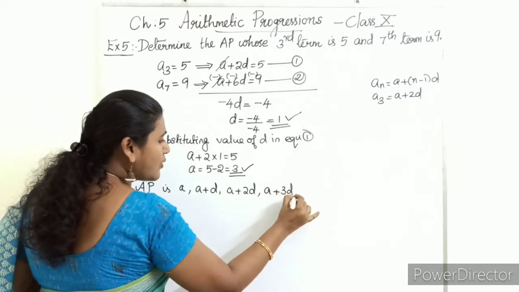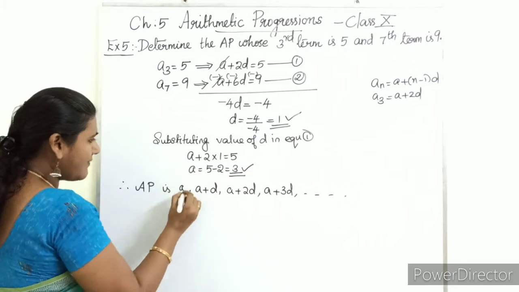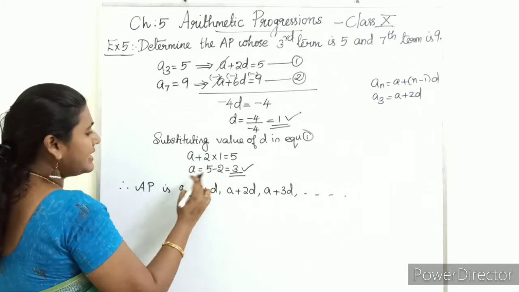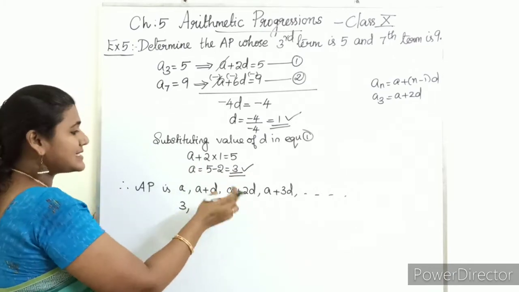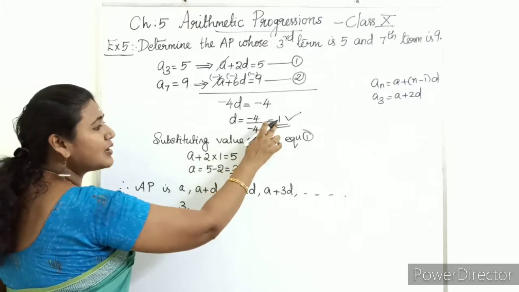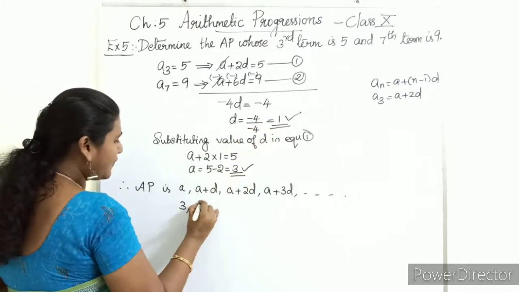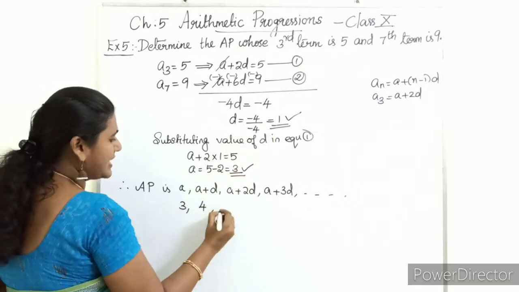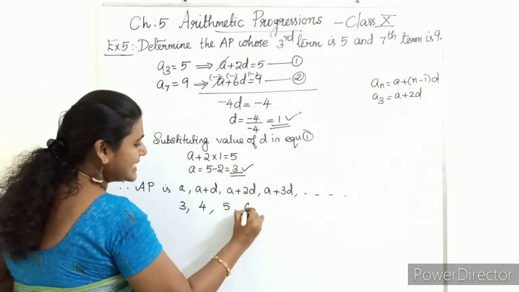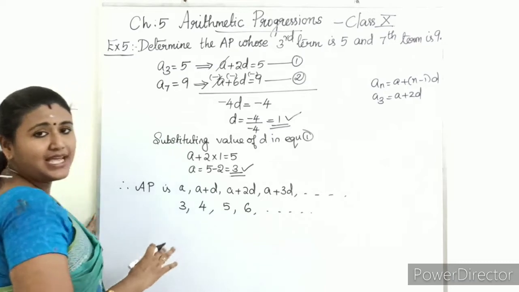So how will we calculate? We write the a value, which is 3. Next, how will you get the next term? To the first term you have to add the common difference. So 3 plus 1 is 4, then 4 plus 1 is 5, 5 plus 1 is 6, etc. So this is the AP.